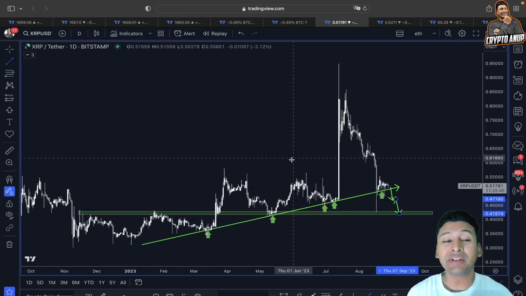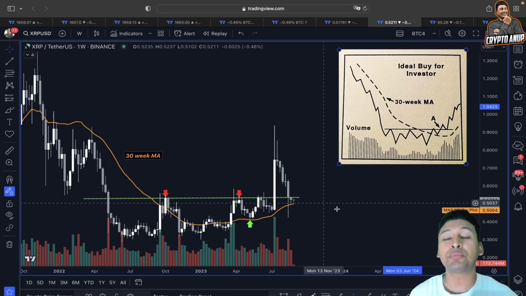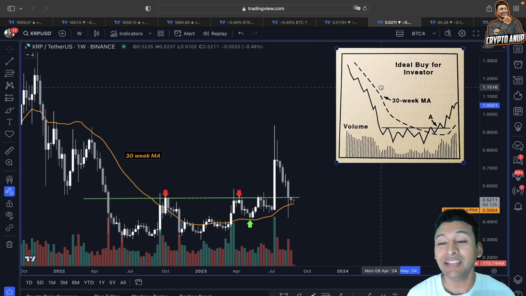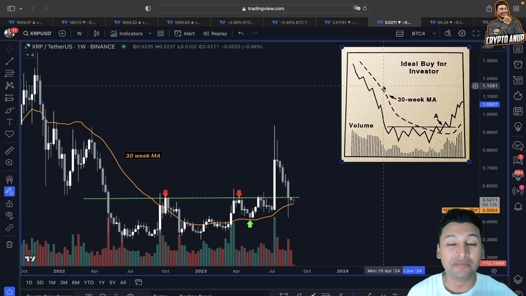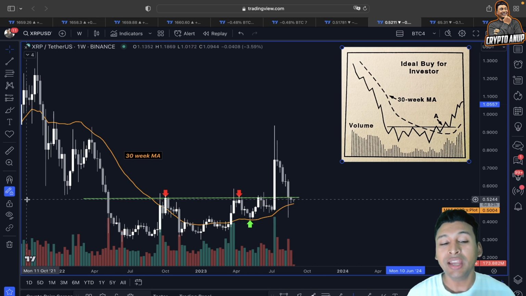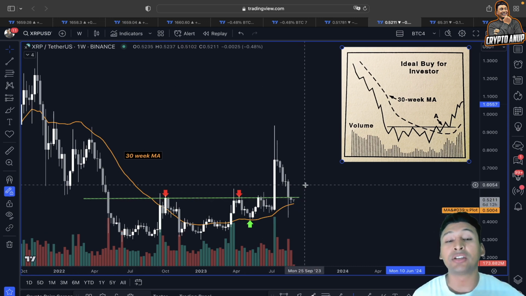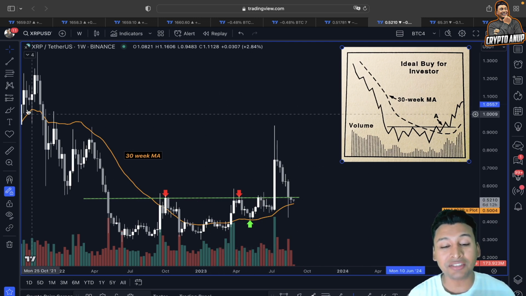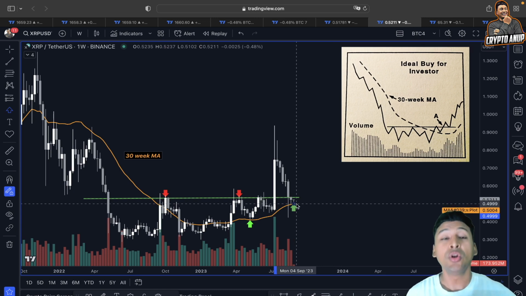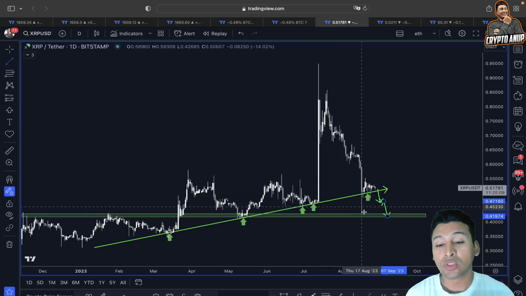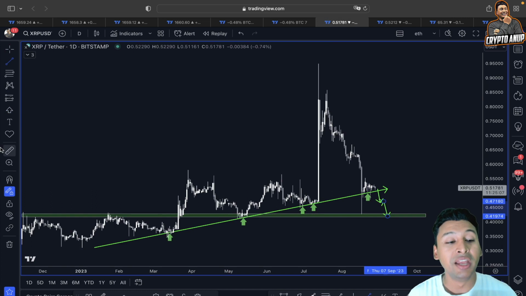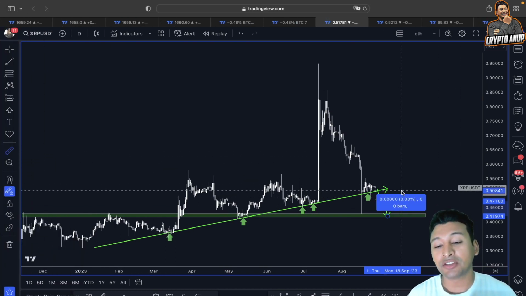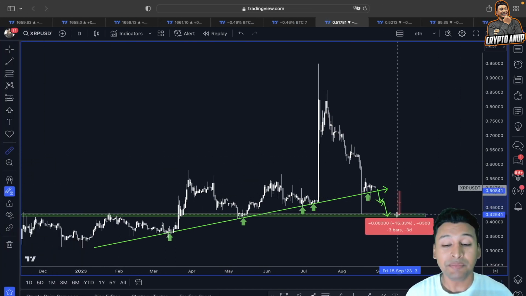But if you look at this in a bit different way, I mean, if you look at the price action of XRP using this Stan Weinstein ideal buy for investor scenario, you can see we are below this horizontal trend line, but we are still above this 30-week moving average. Yes, guys, the price of XRP is still holding the support from this 30-week moving average. So if we do break below 50 cents, then we have to monitor the price movement carefully, because after that, the price of XRP could show another 15 to 16% retracement for the coming days.